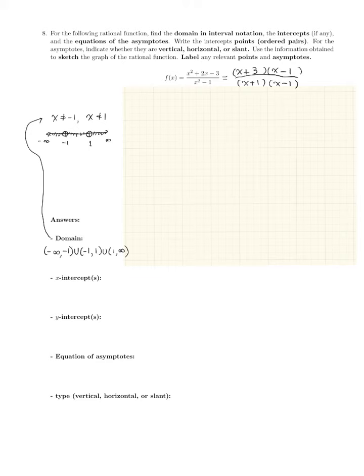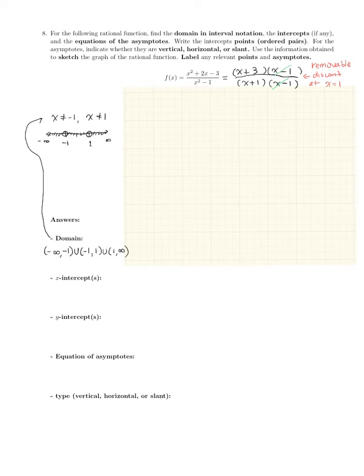Now notice that we can cancel out the x minus 1s. That means that we're going to have a removable discontinuity at x equals 1. Meaning along the graph at x equals 1, you're going to have a little hole there.